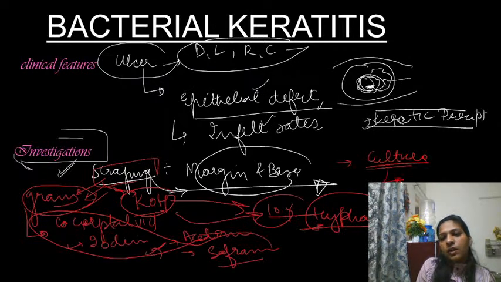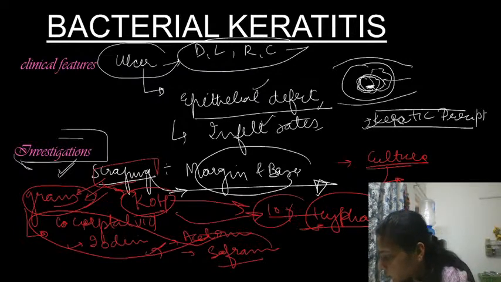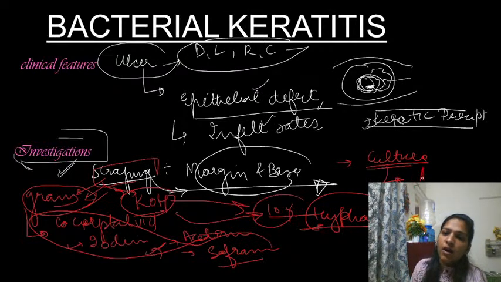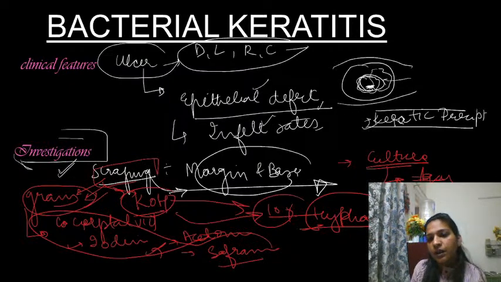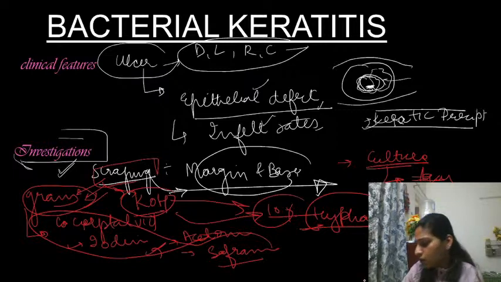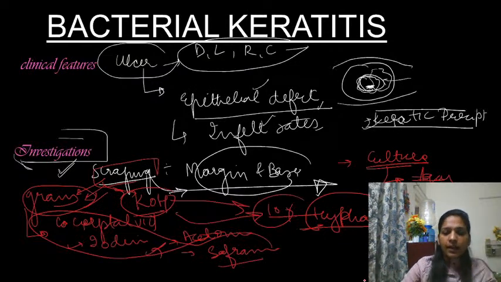Now, the culture medium used for bacterial keratitis. Tell me the culture medium. What type of agars will we use? It is blood agar and chocolate agar. Mainly these are used for the bacterial etiology. After doing the investigations, we can know what is the cause of the bacterial keratitis.